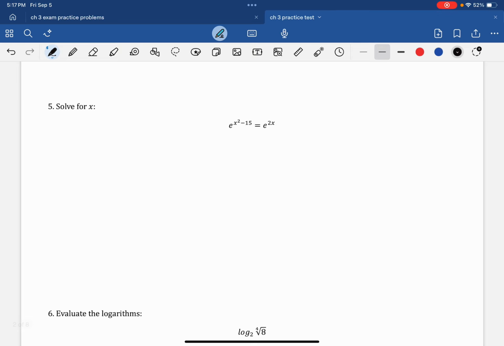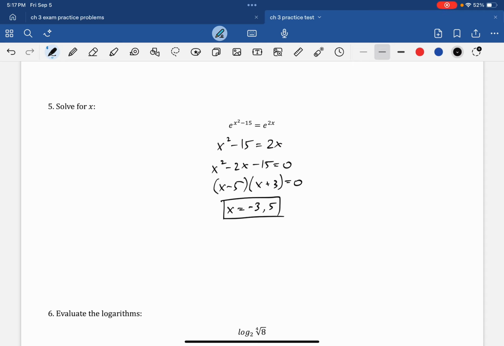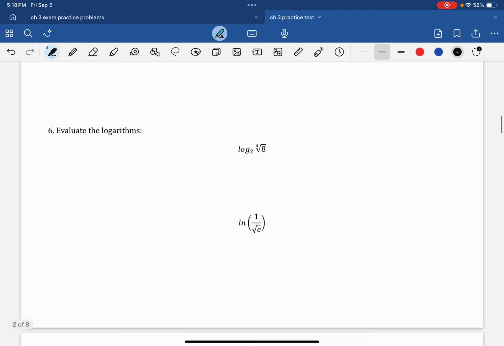Second question, we can apply the 1-to-1 property, which means that the exponents are equal. This simplifies to x squared minus 15 equals 2x. We can rewrite it as a quadratic equal to 0. And if we factor this, that's x minus 5 times x plus 3, which means that x equals negative 3, comma, positive 5. And both solutions work because when we plug it back in, there are no issues. The exponential function has a domain of all real numbers.